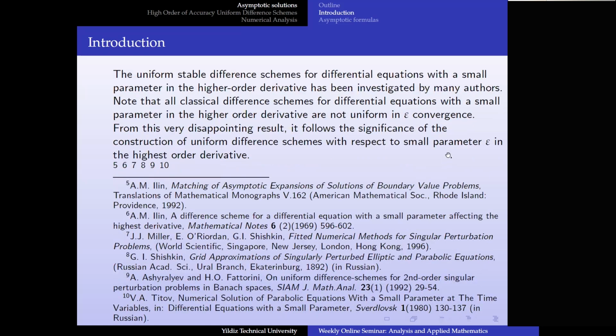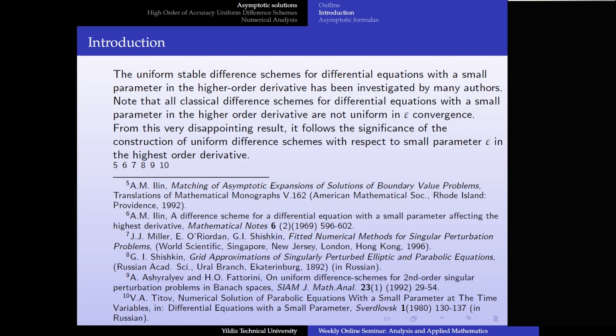The uniform stable difference schemes for differential equations with a small parameter in the higher order derivative have been investigated by many authors. Note that all classical difference schemes for differential equations with a small parameter in the higher order derivative are not uniform in epsilon convergence. In general, uniformity in epsilon convergence is not always possible.